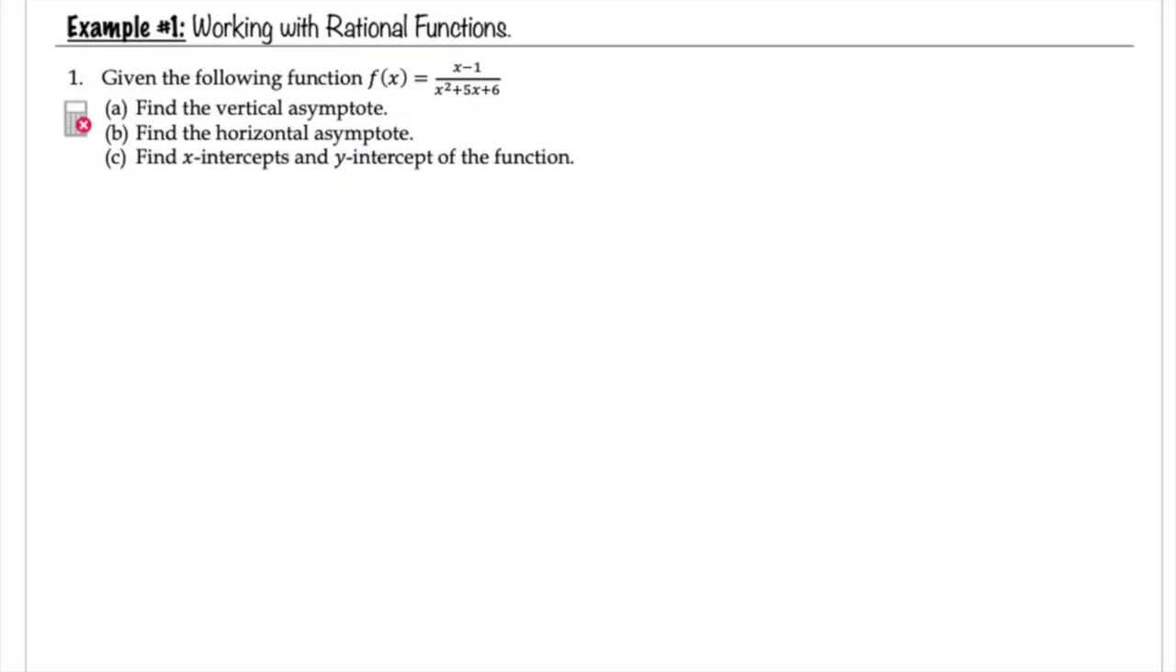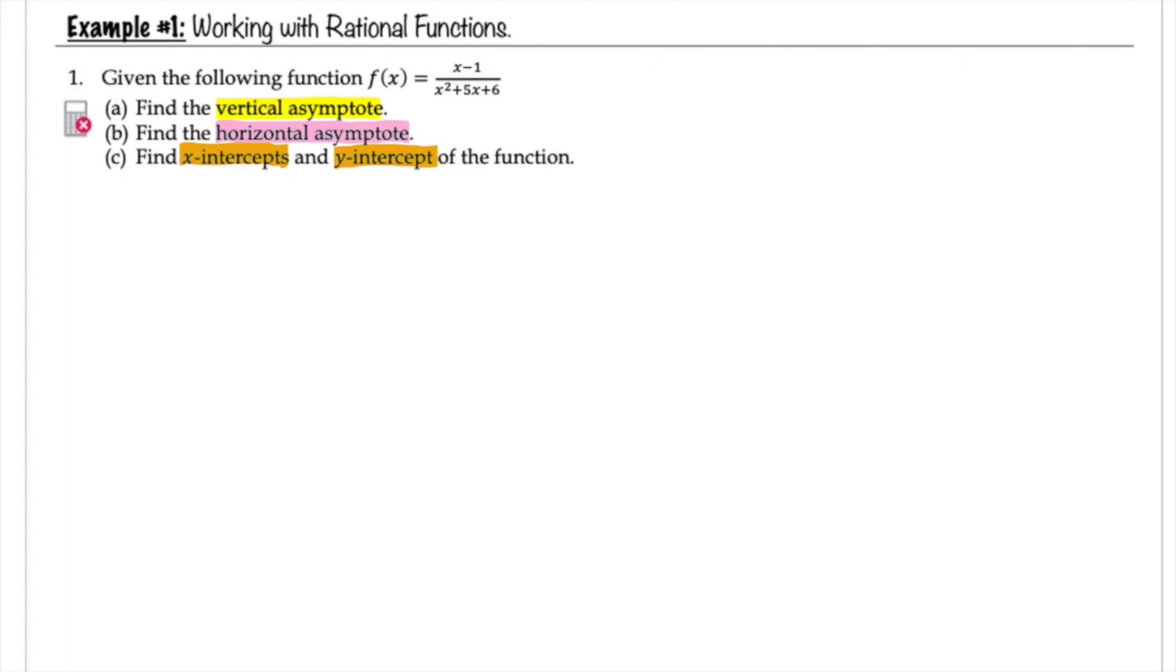So example number 1, working with rational functions, we are given the function f of x equals (x minus 1) over (x squared plus 5x plus 6). We want to find the vertical asymptote, the horizontal asymptote, and our x and y intercept of this function.